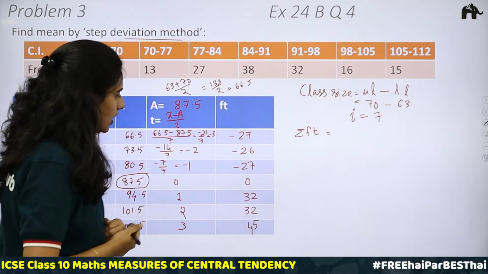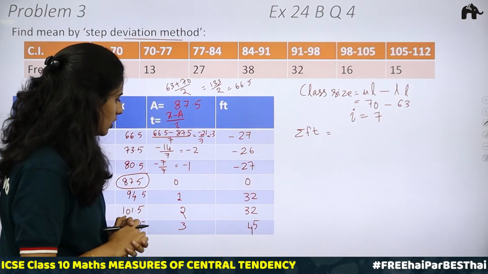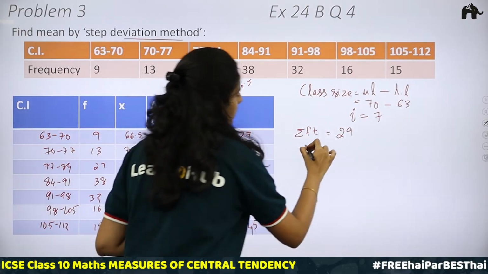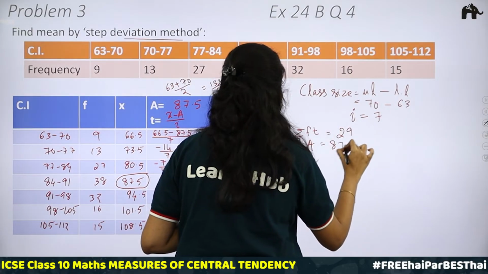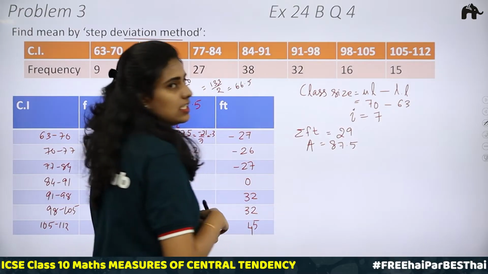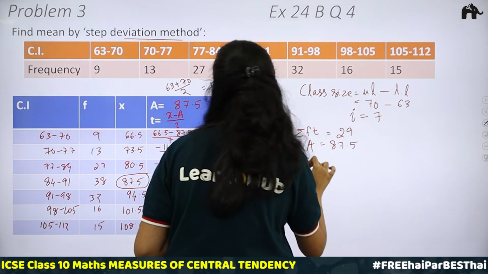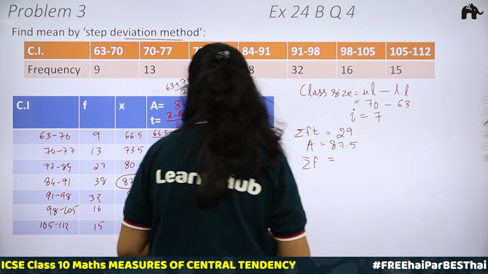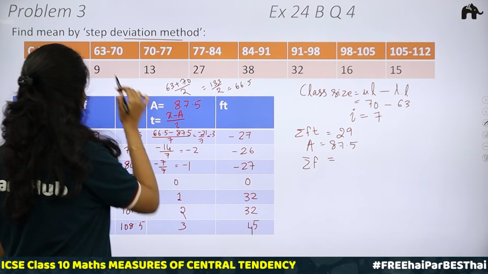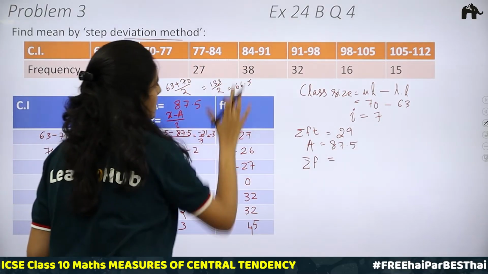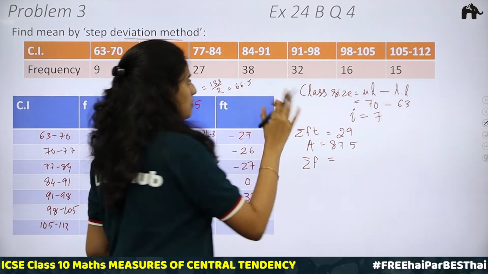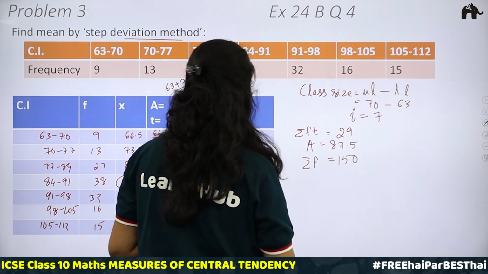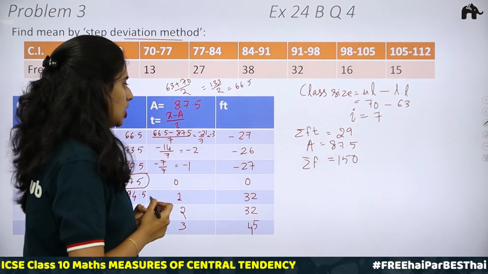Next, we will be adding this to find summation ft. So, adding this, you will be getting 29. So, summation ft is equal to 29. We have a is equal to 87.5. Summation ft is equal to 29. What is summation f? Sum of the frequencies we have to find. Summation f will be 9 plus 13 plus 27 plus 38 plus 32 plus 16 plus 15. When you add, you will be getting 150. Okay, 150 is summation f.